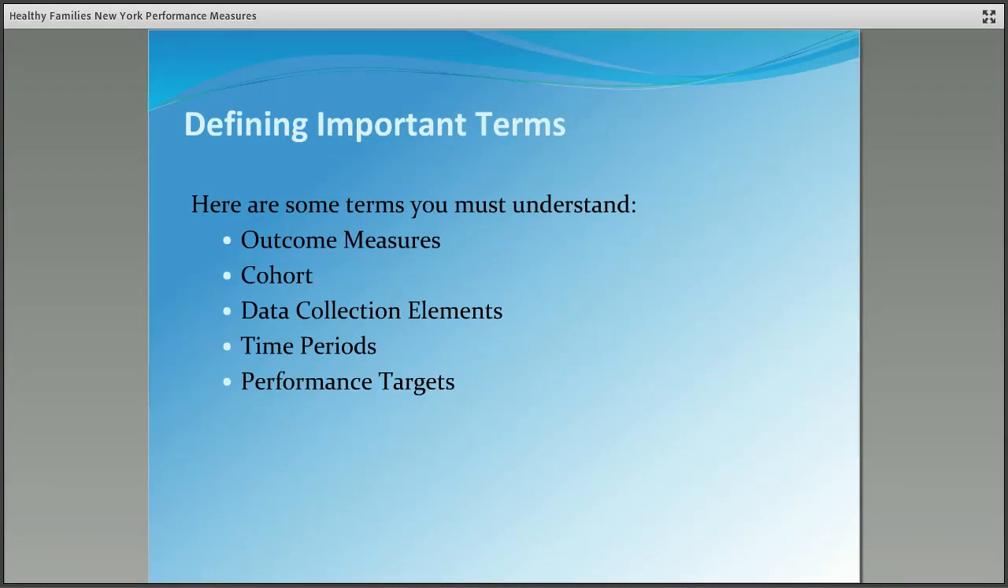Whenever more than one person is involved in a process, it's important that we use a common vocabulary so that we can each understand what the other is saying. The same is true for performance measurement. To have a meaningful conversation, we all need to use the same name for a given aspect of the process. We will spend some time explaining the vocabulary used throughout the performance measurement process. Here are some of the terms we will define in this session: outcome measures, cohort, data collection elements, time periods, and performance targets.